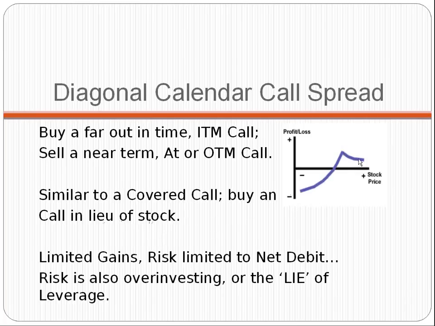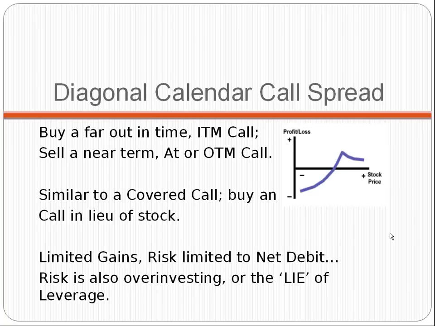It does have limited gains, and the risk is limited to the total net debit, but the real risk is in over-investing. And we'll talk about that a little bit when we get into the 3 core principles. Because, think about if I had $5,000 to put into a trade, if I'm looking at a $20 stock, well, that dictates that in a standard collar position or a married put position, I can only buy about 200 shares and buy 2 puts, for example.